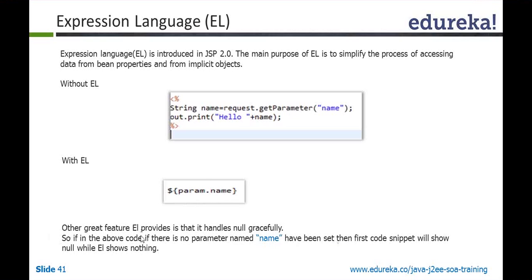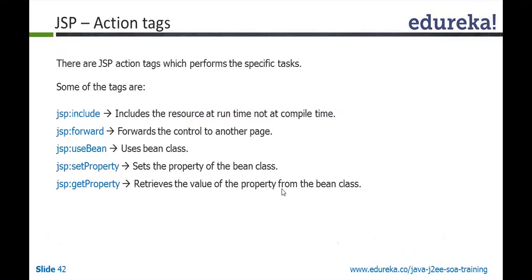Another great feature EL provides is to handle null gracefully. If in the above code no parameter name has been set, then the first code snippet will show null while EL shows nothing. Let's say I have not entered anything for the name. For request.getParameter, it returns null and displays null. But if you use a dollar, that is expression language, then even if it is null, it does not show null. Okay, now let's look at action tags.